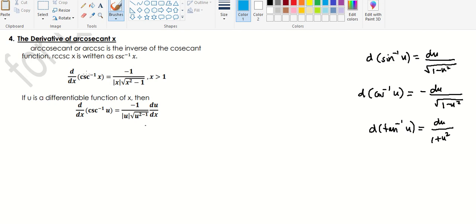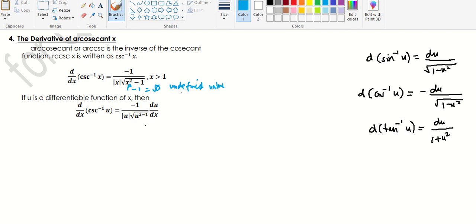Okay. So the derivative of arc cosecant x is equal to negative 1 over absolute value of x times the square root of x squared minus 1, where x should be greater than 1. Okay? Ibig sabihin nun, hindi pwedeng mag less than or mag-equal sa 1 ang ating x. Bakit? Kasi syempre, kung ito po ay 1, so 1 squared minus 1, that will become 0. And square root of 0 is 0. And automatic po, magkakaroon tayo ng tinatawag nating undefined value.